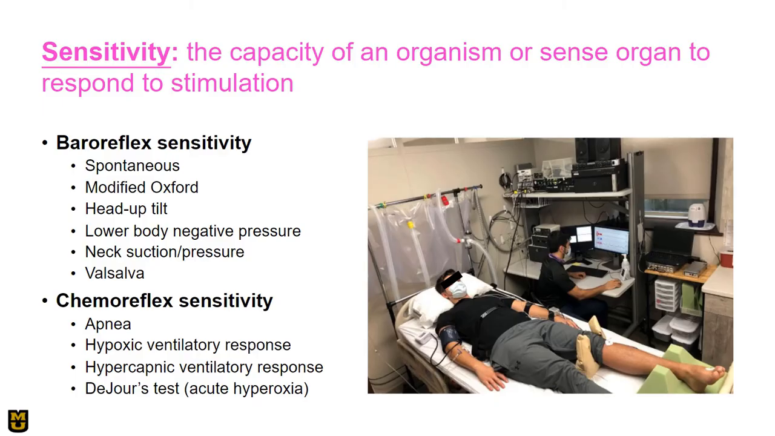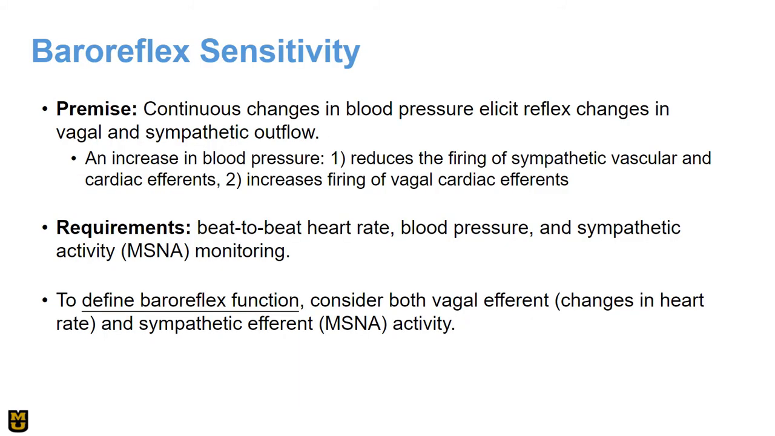So if you want to move on then to sensitivity, and I wish I had more time to go over all of these, but I don't. But again, this is the capacity of the organism or sense organ to respond to a stimulation. So I'm going to focus primarily on the baroreflex sensitivity, which we talked about earlier. So if blood pressure is the controlled variable, our baroreceptor is going to sense this change in blood pressure and elicit a reflex response. There's a number of different ways you can measure baroreflex sensitivity, but because I want to focus primarily on non-invasive approaches, I'm just going to talk about the spontaneous measures.